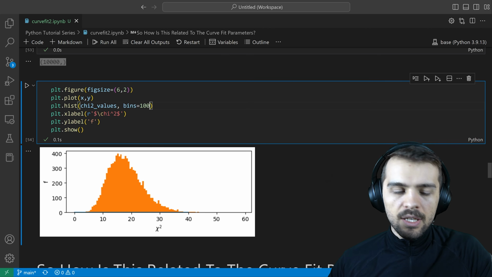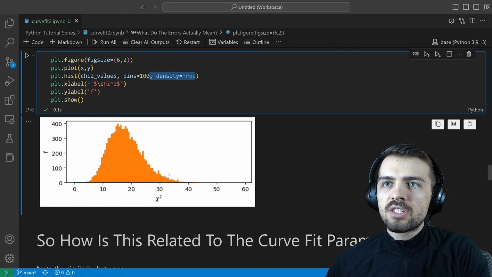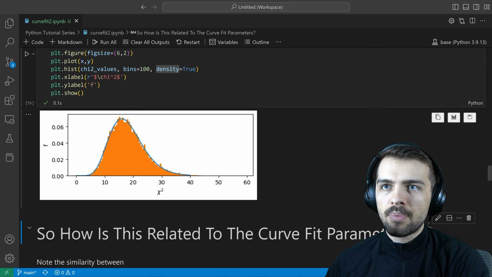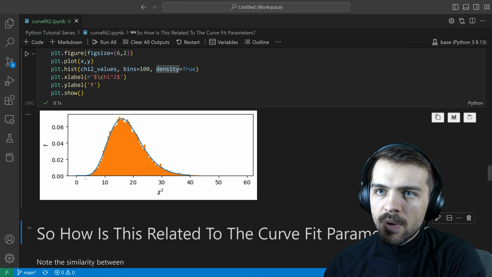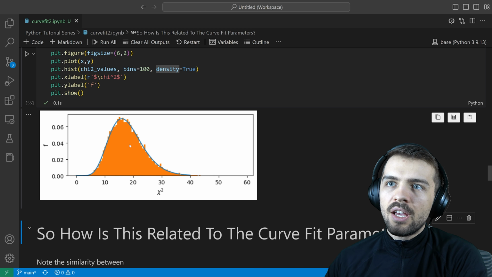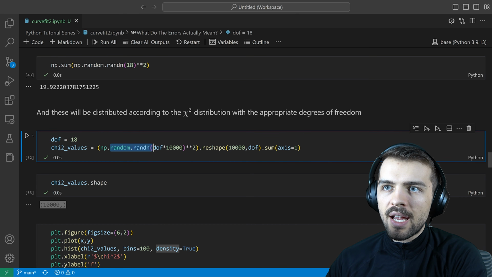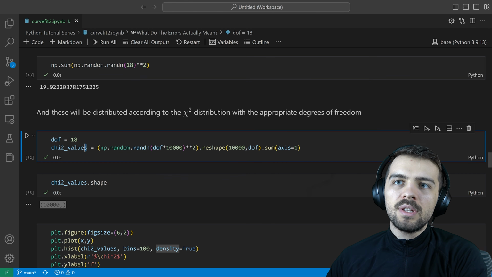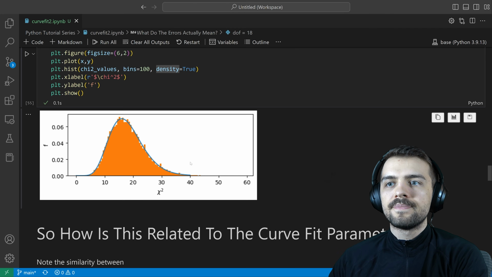Now, if I use density equals true on this histogram, it's going to normalize it so the sum of all these is equal to 1. But then it becomes the same shape as the probability density function here. Anyways, as you can see, the chi-squared distribution in blue corresponds to this experiment where we generated a bunch of normal random variables here. We summed them together, we squared them, we manually obtained chi-squared values, and of course that follows the distribution we want.